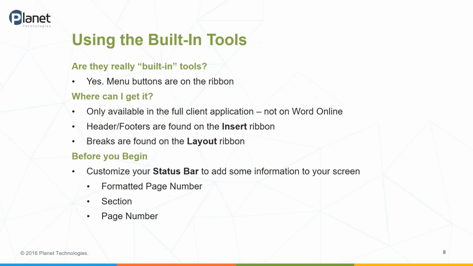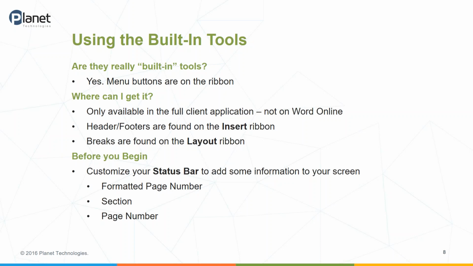So the built-in tools that we've talked about, they really are built in. These are directly on the ribbon or in a pop-up menu. So once you know where they're at on the ribbon and what they're called, they're really easy to find. You don't have to go and do any developer tools within Word itself. They're directly baked into Word. Again, these are going to be primarily on the full client application, not on Word Online. We'll show you some of the simple areas that you can make edits on Word Online, but for the most part, you're going to want to do this in the full desktop application.